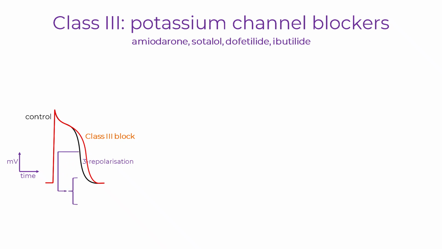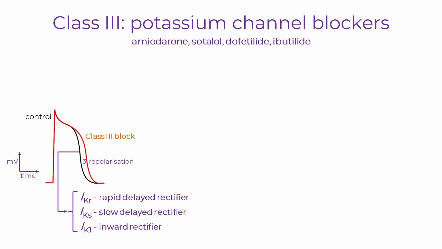Multiple potassium channel currents contribute to repolarization, including the fast delayed rectifier, IKr, the slow delayed rectifier, IKs, and the inward rectifier, IK1. This redundancy means that when one channel is blocked, others may partly compensate, a concept known as repolarization reserve. The effect on this reserve ultimately determines the drug's impact. Although all class 3 drugs prolong the action potential, they differ markedly in how they interact with repolarization reserve.